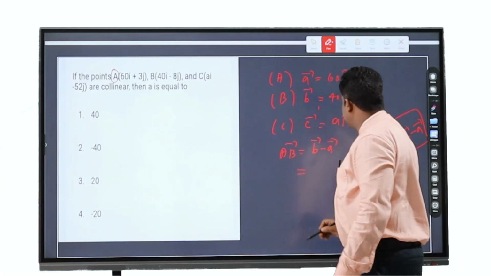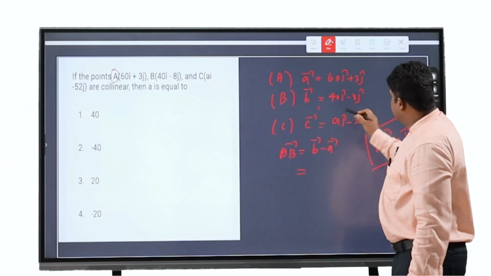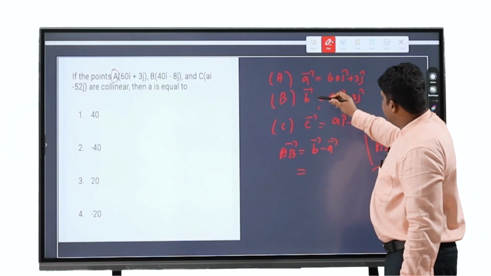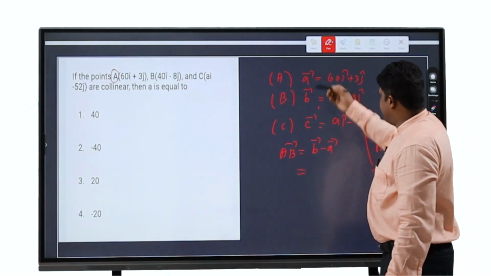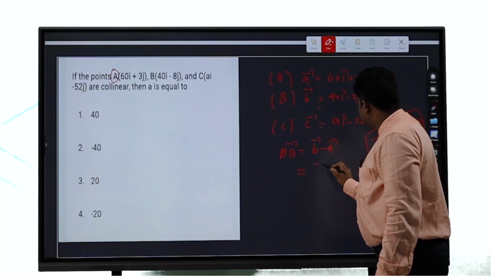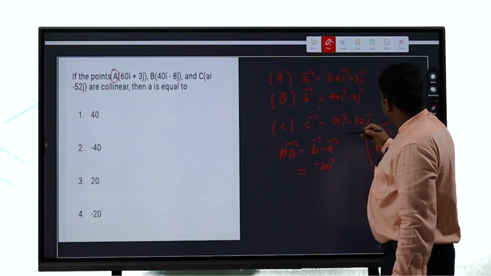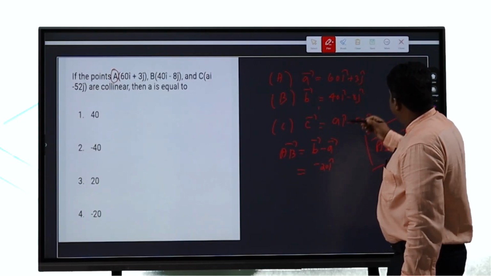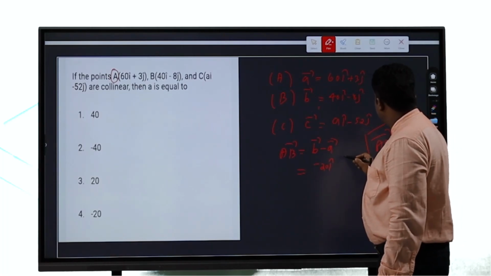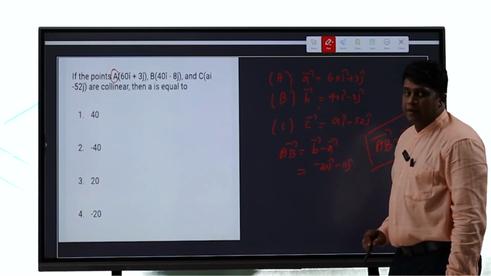Then what is B vector? 40i minus 8j, and A vector is 60i plus 3j. Then we subtract A from B. Then 40i minus 60i is minus 20i. Minus 8 minus 3 is minus 11j. That is AB vector.